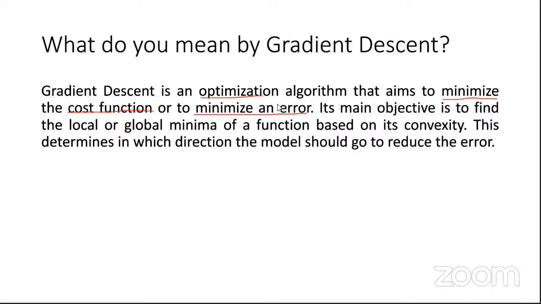What is the main objective? The main objective of gradient descent is to reach the global minima or a local minima. Usually it reaches a local minima, but the main objective is to reach one of them, depending on the convergence and convexity of the function. Here, if I plot, see, consider this.